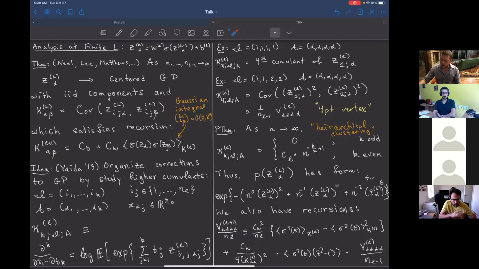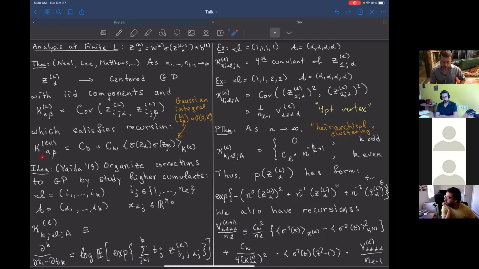Okay, and that's the end of what I wanted to say basically about the analysis of this stochastic process at finite values of L. What I'm saying is that we can determine what comes in at every order in the perturbation theory. And we can write down recursions for things consistently at every order.